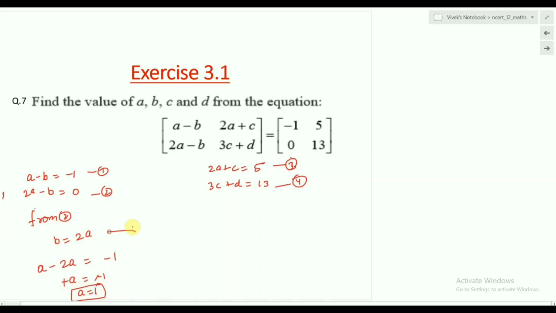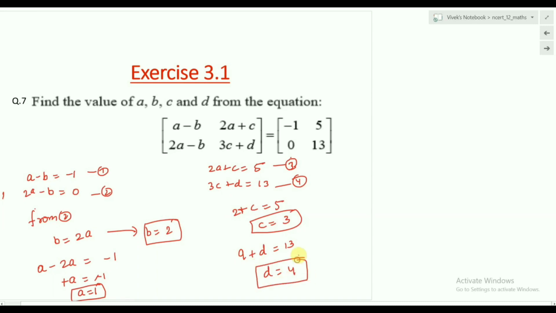Next, what will be B value from this? B will be equal to 1 into 2 will be 2. Now what we'll do? We'll substitute A value in equation number 3. We'll get C value. So 2 into 1, 2 plus C will be equal to 5. So C value will be 3. Similarly D also we can find. We'll substitute C value. So 3 into 3 will be 9 plus D will be equal to 13. So D will be 13 minus 9 will be 4. So A, B, C, D value we are getting. A value is 1, B is 2, C is 3 and D is 4.